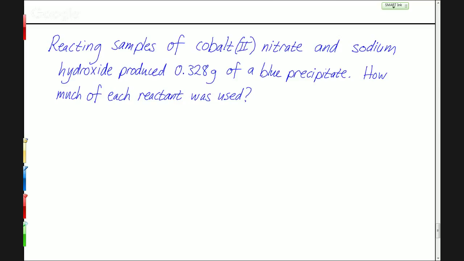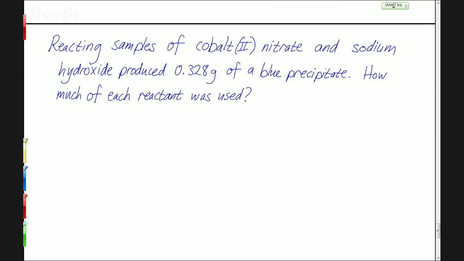So this one, we're assuming that the reaction went to 100%, meaning that we actually got the theoretical yield. We know it's not totally possible, but let's say that we got the theoretical yield. We've filtered off that clear liquid and found that there was 0.328 grams of that blue precipitate. How much of each reactant was used? We can figure out how much of each thing we started with based on measuring the product, assuming that we mixed them in the correct ratio.